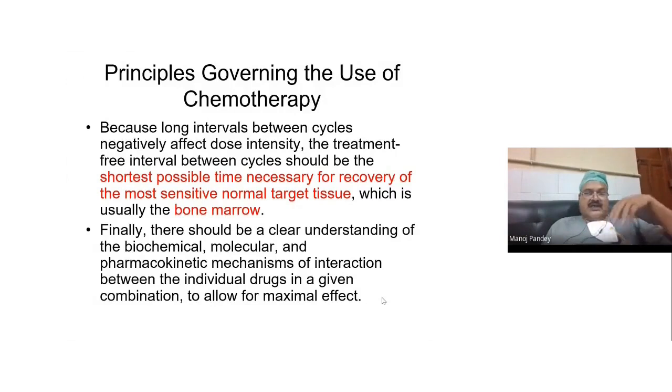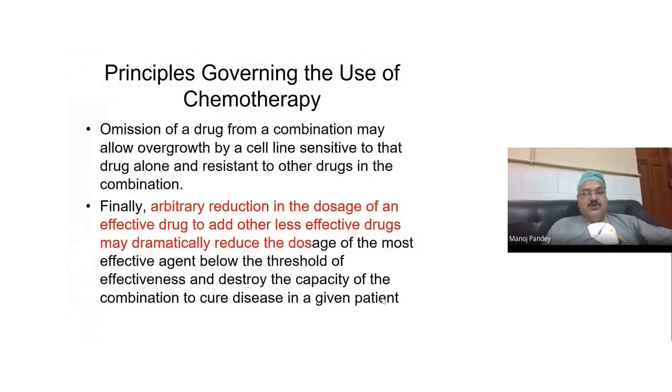Now, how do you decide what is the best time interval between two cycles? This time is basically discovered by looking at the recovery of the normal body cells. And the most sensitive to chemotherapy, as I said, is the bone marrow. So you give a chemotherapy, then give the optimal time for the bone marrow to recover back to normal before you give a second cycle of chemotherapy. It is important to know the biochemical, molecular, and pharmacokinetic mechanisms and interactions between individual drugs before you can use them in combination. Otherwise, you end up having more toxicities.